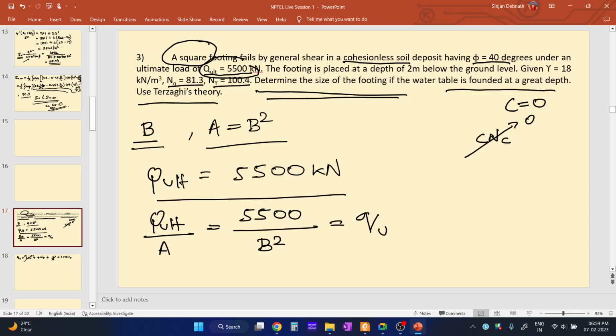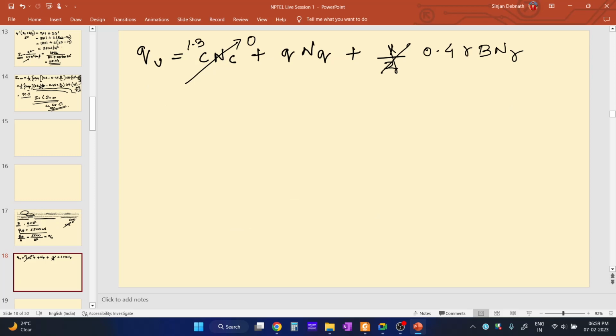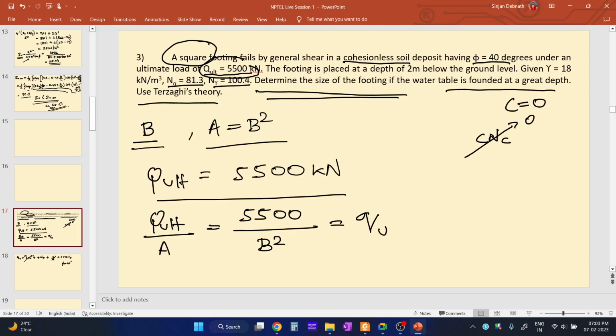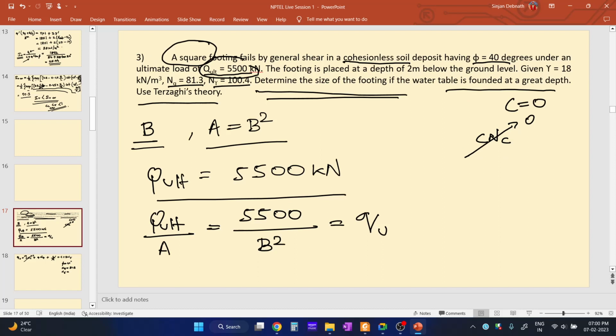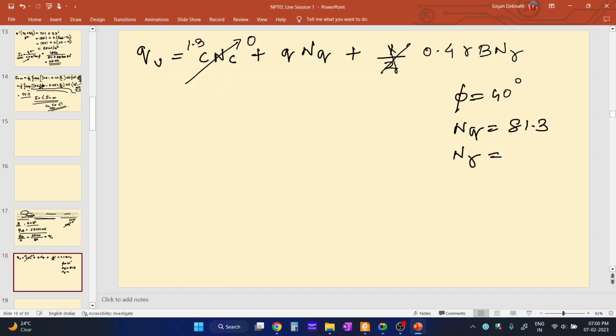So what is the value for phi equal to 40 degrees? For phi equal to 40 degrees, Nq and N gamma are already given. Nq is 81.3. N gamma is 100.4.